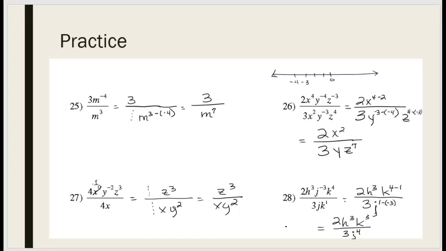So there you go. That is how you work quotients of powers. This one was the longest one yet.